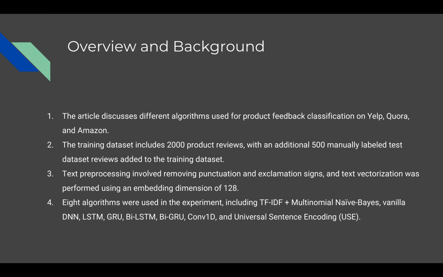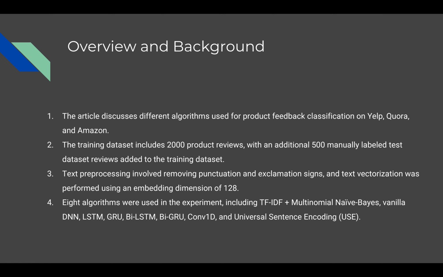Here's the overview and background of an article discussing different algorithms used for product feedback classification on popular websites such as Yelp, Quora, and Amazon. The training dataset for this research included 2,000 product reviews with an additional 500 manually labeled test dataset reviews added to the training datasets. I applied text preprocessing by removing punctuation and exclamation signs. Text vectorization was performed using an embedding dimension of 128.